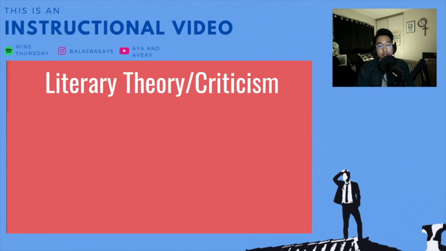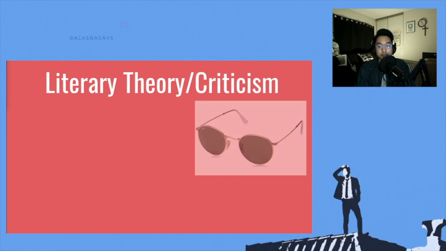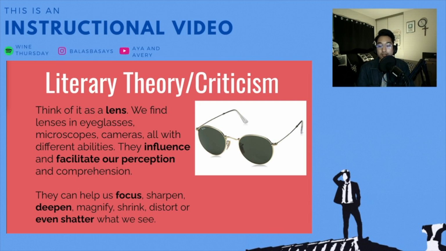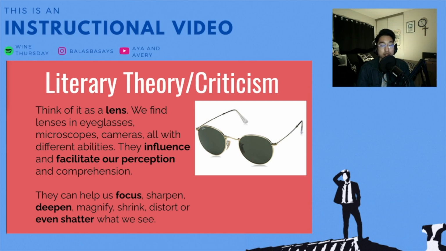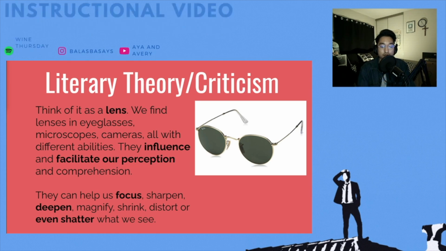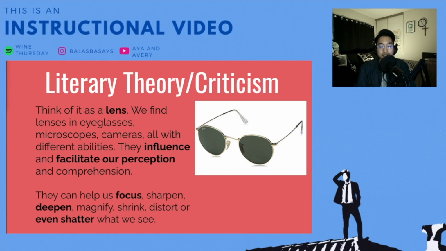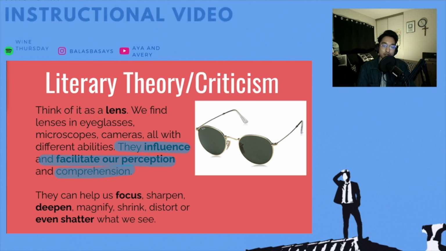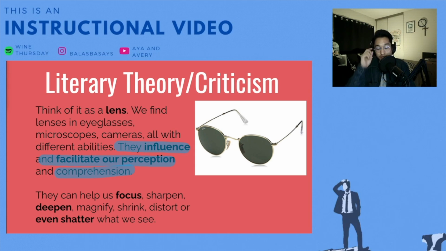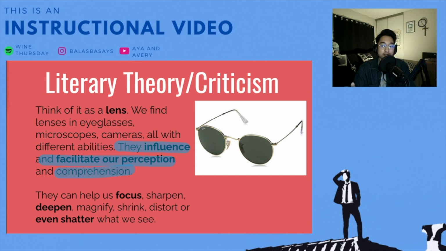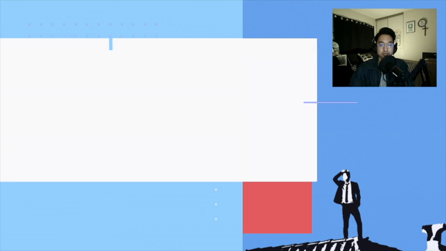So I want you to think of literary theory or criticism as a lens. We find lenses in eyeglasses, microscopes, and cameras, all with different abilities. They can help us focus, sharpen, deepen, magnify, shrink, or even distort and shatter what we see. But they all help influence and facilitate our perception and comprehension of something. And that's the key here with literary theory or criticism. We're going to use it like a pair of glasses or a camera to help us look at things differently in the world and in what we're going to read in this unit.